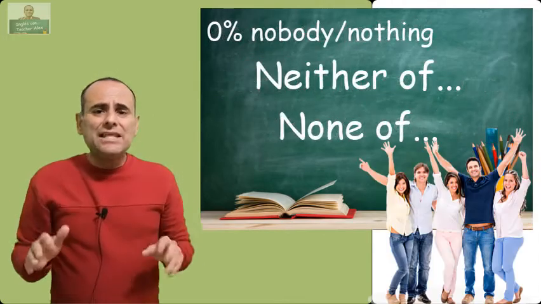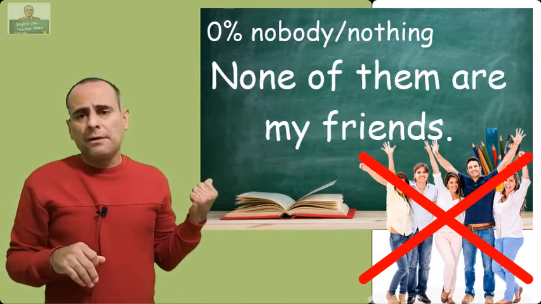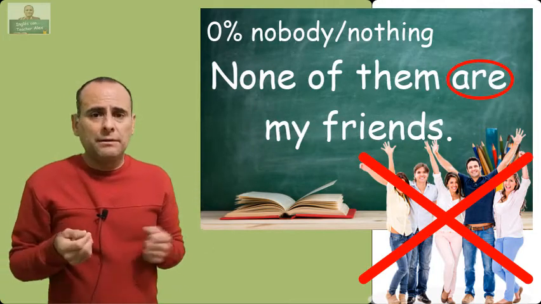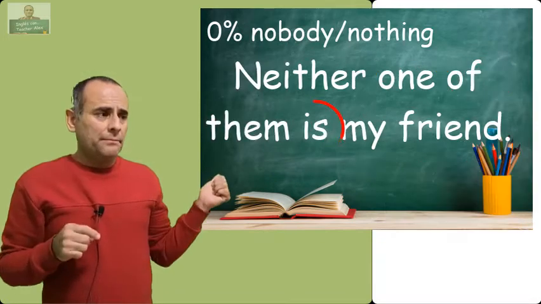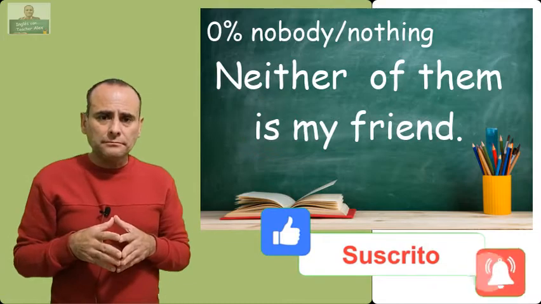Okay, neither of or none of represents 0. None of them are my friends. I don't know them. None of them are my friends. Neither one of them or neither of them is my friend.